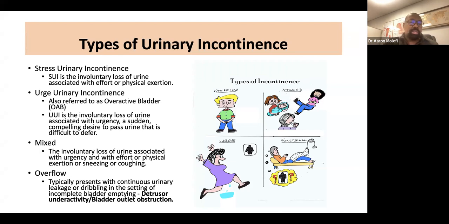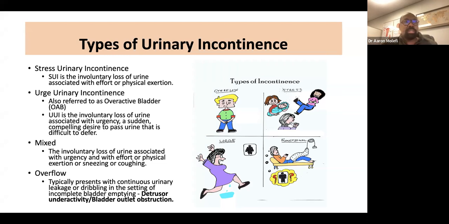And we've got mixed. Mixed, as the word says, is a combination of stress and urge, right? And then we've got overflow incontinence. With overflow, typically those patients present with continuous urinary leakage or dribbling, in the setting of incomplete bladder emptying.